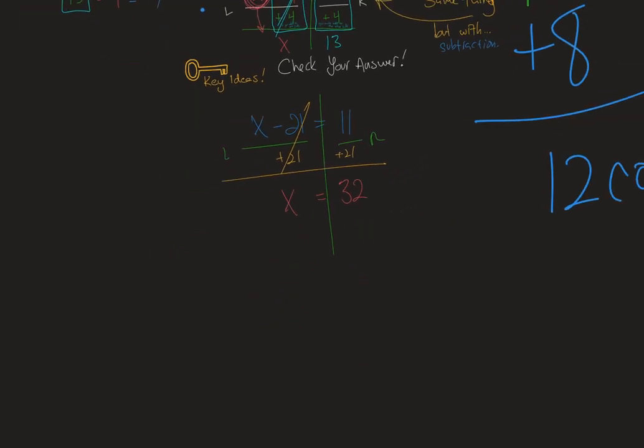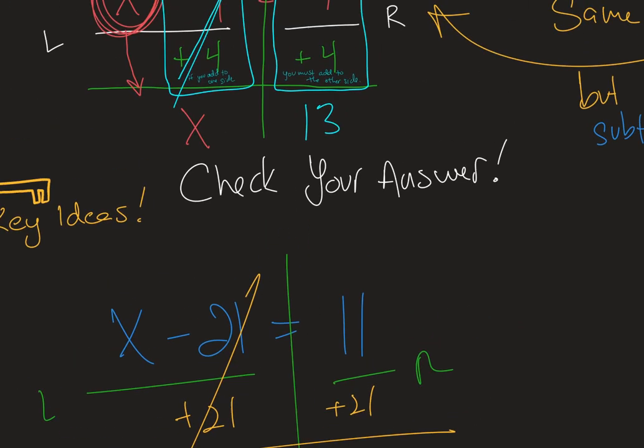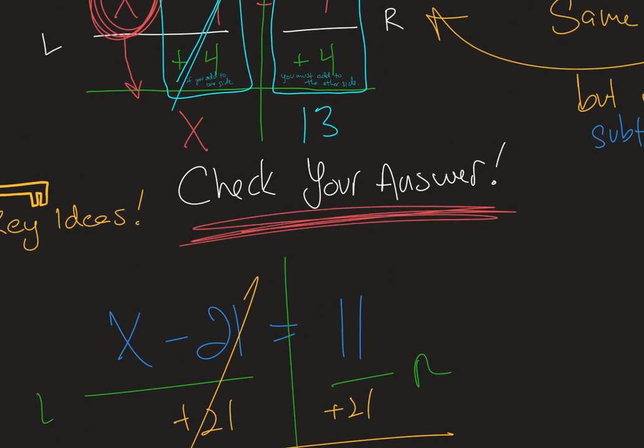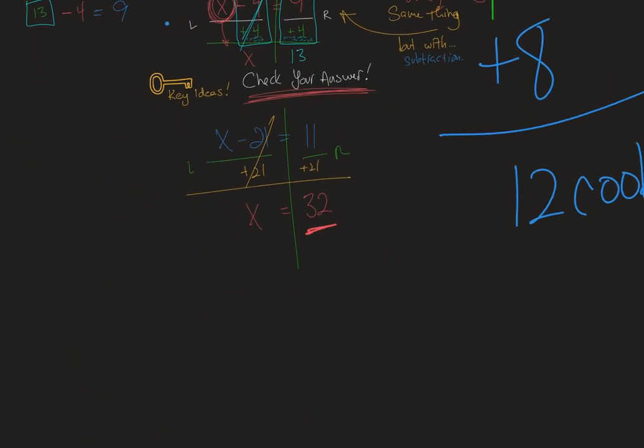And if you're thinking, okay, yeah, I knew that. Well, sometimes you're going to go, wait, is that the right answer? And I'm going to say, well, have you checked your answer? Here's how you do that. You take that 32 and you plug it in right there.